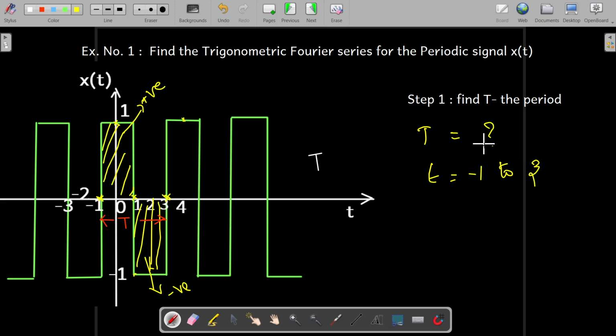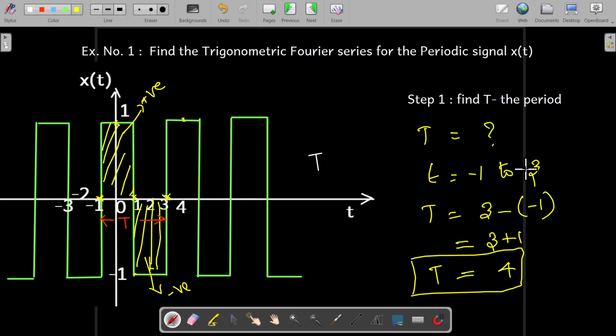So how do you calculate this T? T is equal to 3 minus (-1), so it is 3 plus 1, which is equal to 4. Already we know this, T is equal to 4. But why do we prefer -1 to 3? When we do the integration, we will get the minimum number of integrals. Otherwise, we will have more integrations coming.